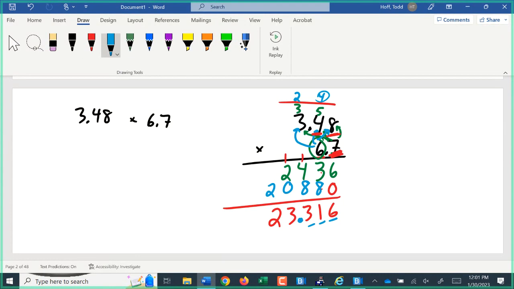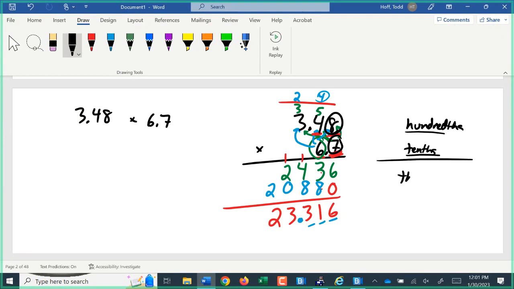Well, as we mentioned last week, all that is that this is hundredths. That's the last digit of that number. Last digit of this number is tenths. So when we combine those hundredths times tenths, the last digit of this number better be in the thousandths. And it is. When we're counting up those decimal places and making sure there's that many decimal places in the answer, all we are doing is combining the names.